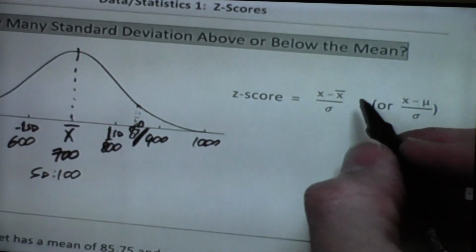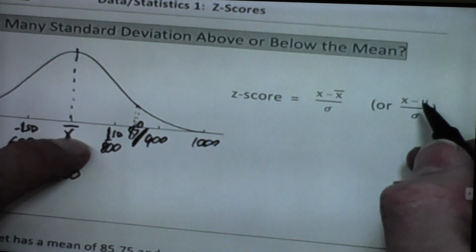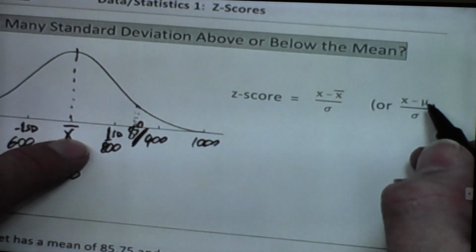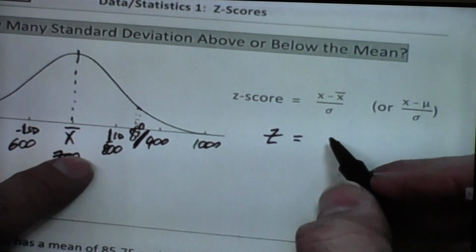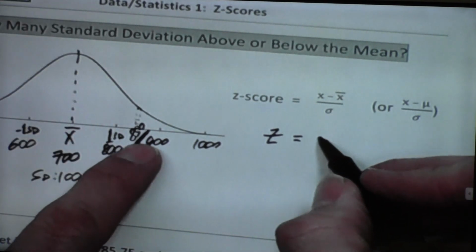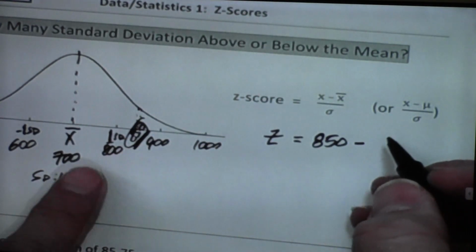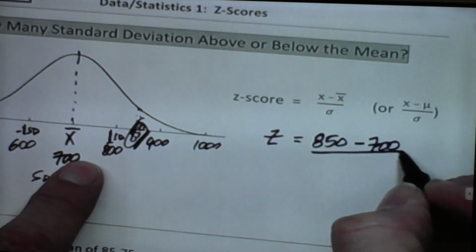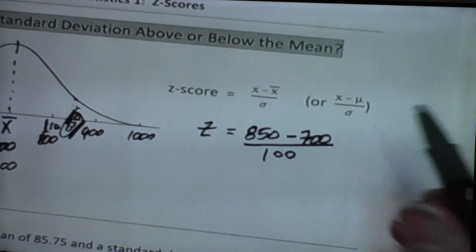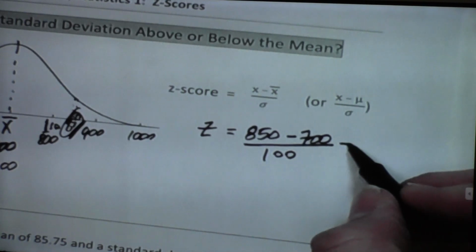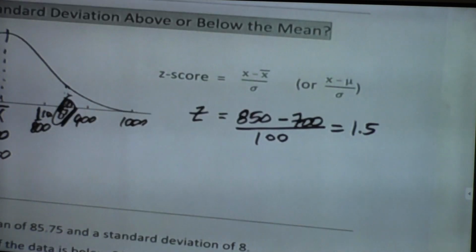So what these tell you, and this is where you see x with the line over it, so that's the mean. This is the other one that's used for it. I just put both up because you'll see it in different websites and different books either way, so you get used to it. So what we're going to do is find, and I'll just do z. The z-score will be equal to the number we're looking for, or the number of the data, 850 I chose, minus the mean, divided by the standard deviation. So 850 minus 700 is 150, divided by 100, that gives you a z-score of 1.5. That's how you find the 1.5.